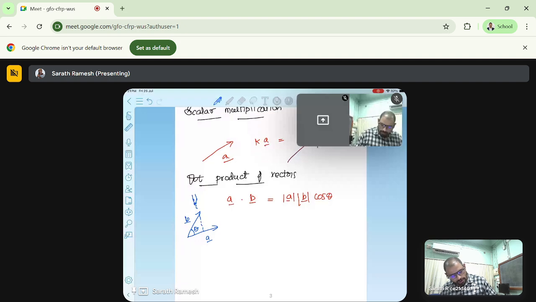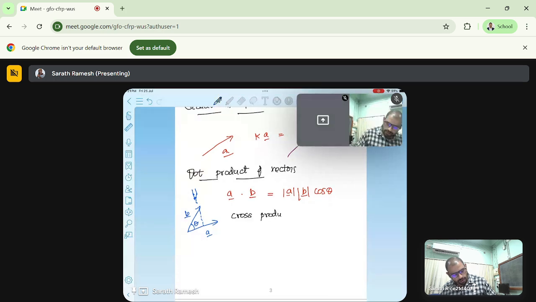What do we mean by cross product? How will we define the cross product of two vectors? A cross B. Here the cross product is represented by this symbol in this course. So mod A mod B sin theta n cap. A small difference to note: in the previous product the answer is a scalar, whereas in this product the answer is a vector.